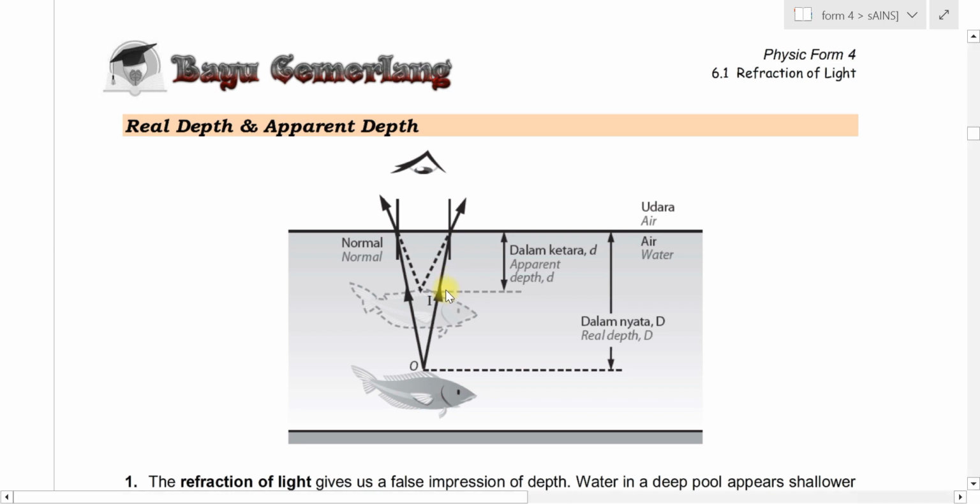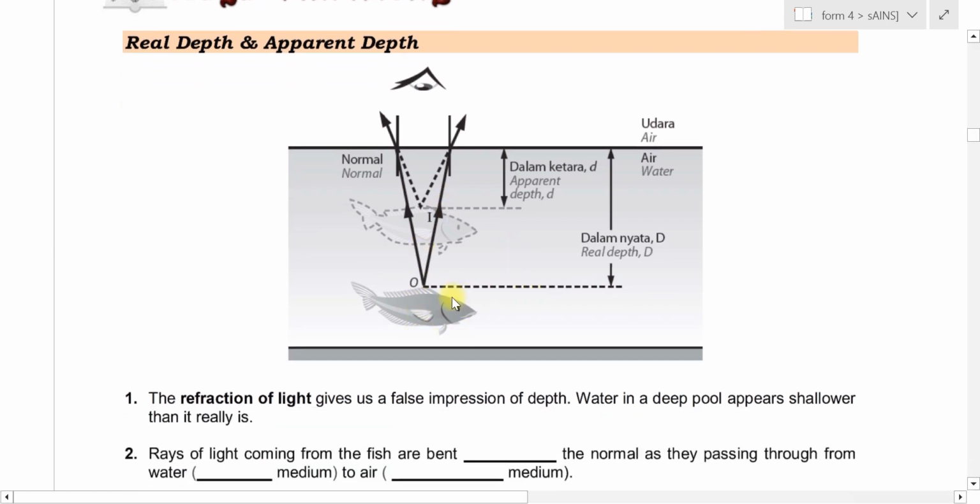Okay, we see the fish appear shallower than the actual depth is due to the refraction of light juga. Okay, kamu tengok, the refraction of light give us the false impression of depth. Water in the deep pool appears shallower than it really is. Okay, how does this happen? Okay, yang ni dia punya bayangan dia, tipu punya, yang tu kita panggil apparent depth, not the real depth. Real depth dia ke bawah lagi. Kita akan nampak semuanya dekat atas permukaan je, tapi dia kena aim dalam sikit.